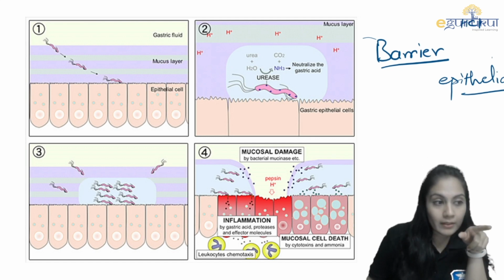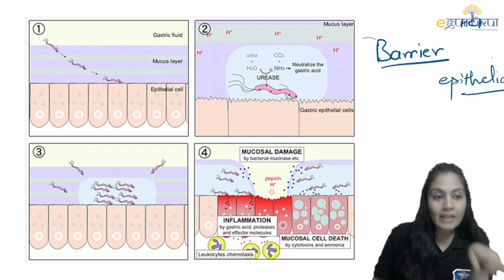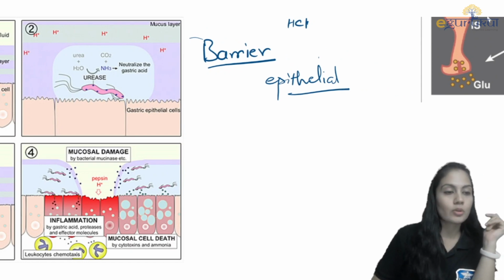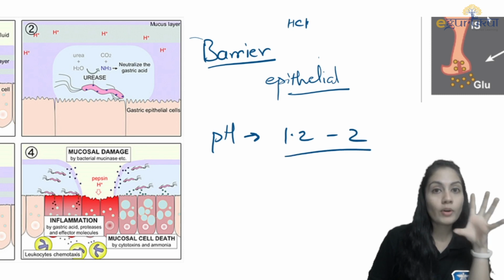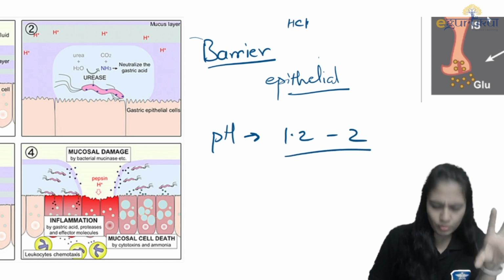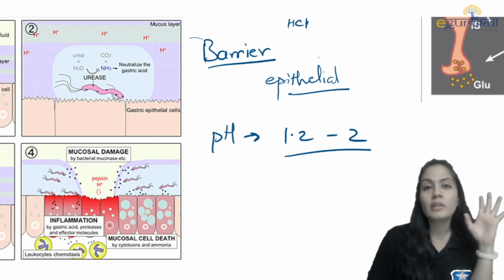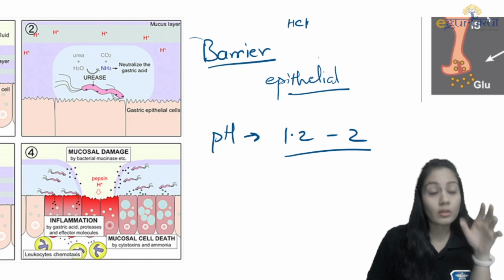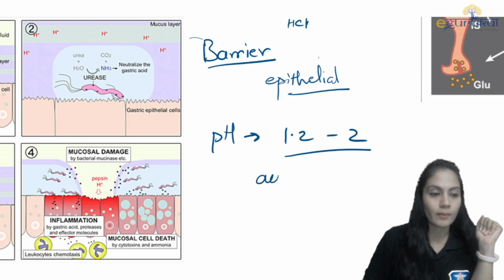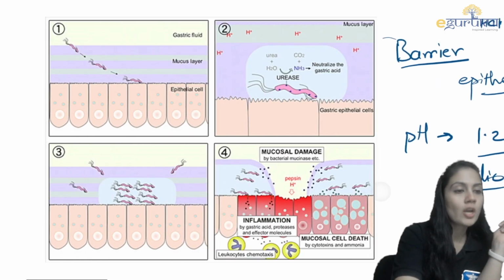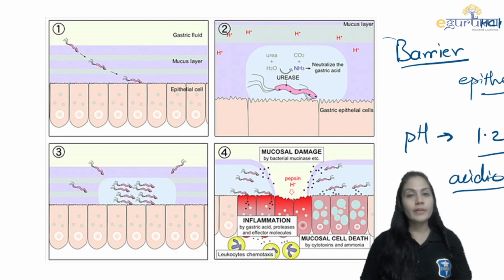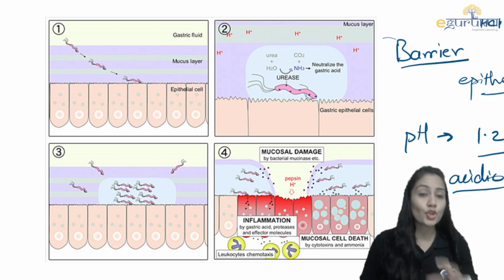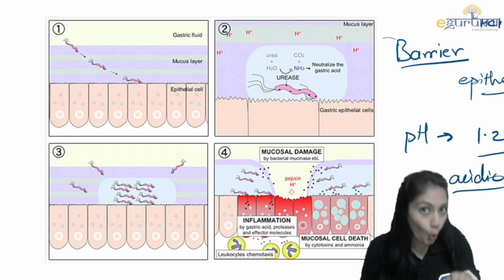But this bacteria can survive in that pH. How much is the pH of the stomach? 1.2 to 2. With such a high hydrogen concentration, all microorganisms would die at such a low pH, that is, such high acidity. But how is it possible that Helicobacter pylori is able to survive in such a highly acidic, or such a low, pH?